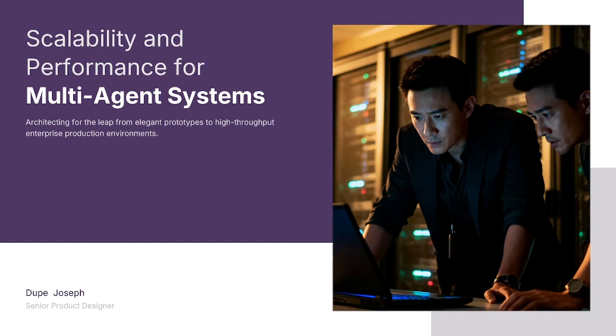In this lesson, we'll be looking at chapter 6 of this multi-agent orchestration pattern for enterprise scale system. The content of chapter 6 is scalability and performance for multi-agent system: architecting for the leap from elegant prototype to high throughput enterprise production system.